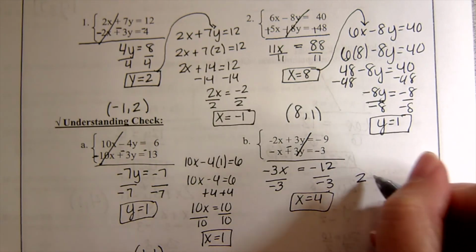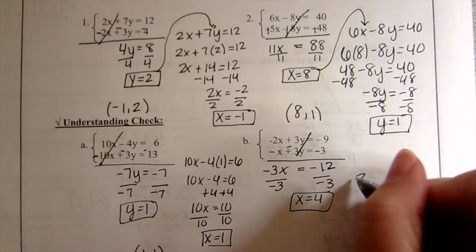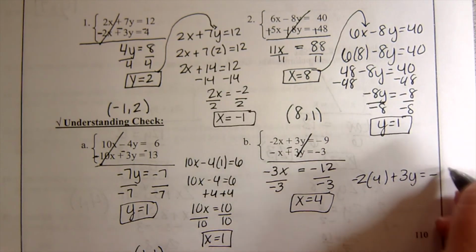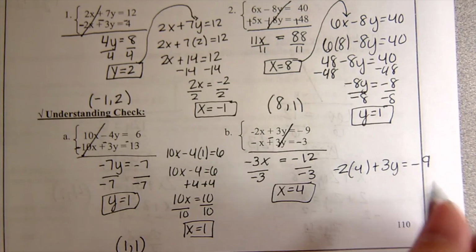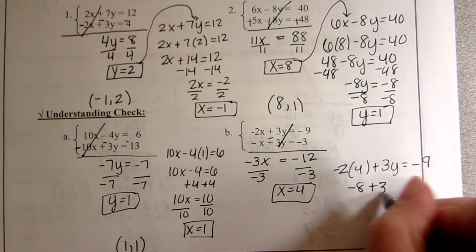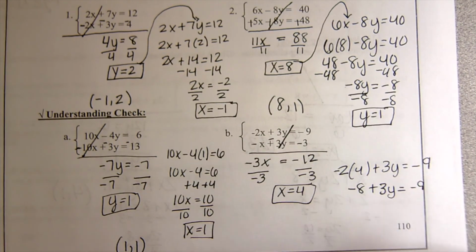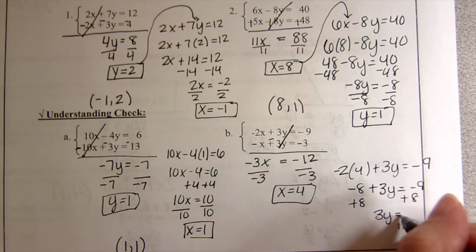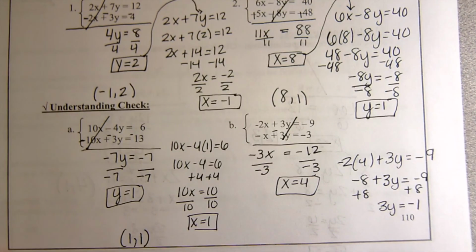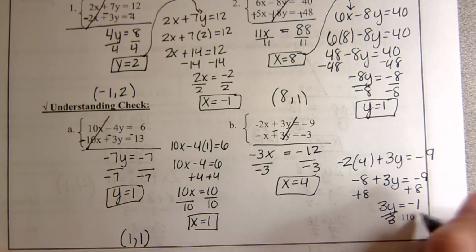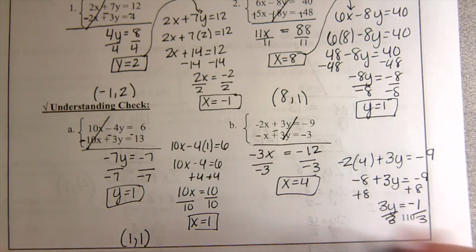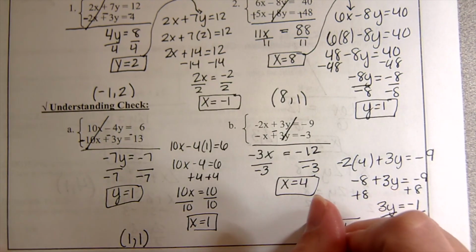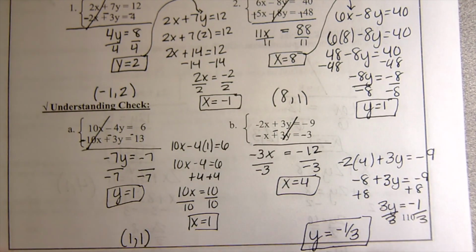Plug in to one of these equations. So negative 2 times 4 plus 3y equals negative 9. So that's negative 8 plus 3y equals negative 9. Add 8 to both sides. So 3y equals negative 1. Divide by 3. What am I going to get here? Negative 1/3. It's the same thing as 0.3 repeating. Keep it as a fraction.